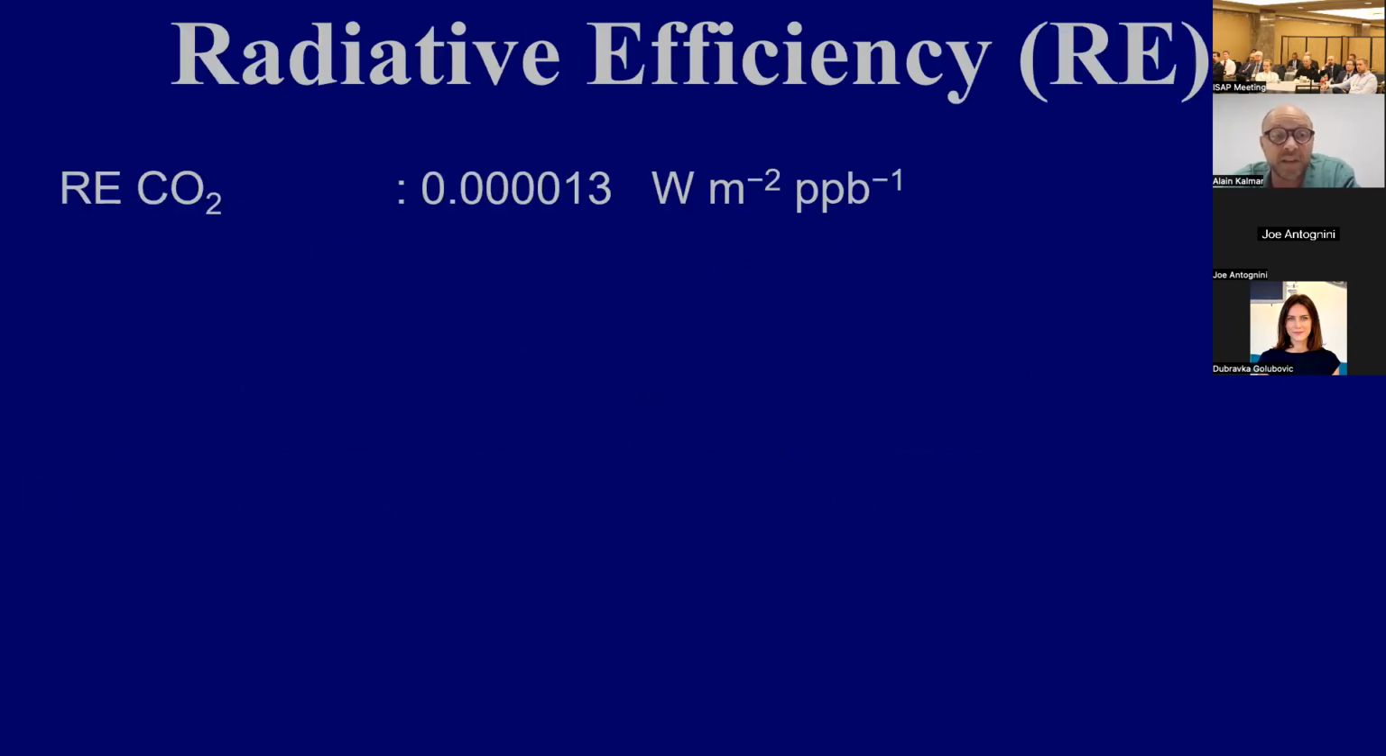And this radiative efficiency for CO2, for instance, seems a very small value, 0.0000013 watt per square meter. So this means that if we add 1 molecule of CO2 for every billion molecules of air, we will have an additional heat absorption of this value.